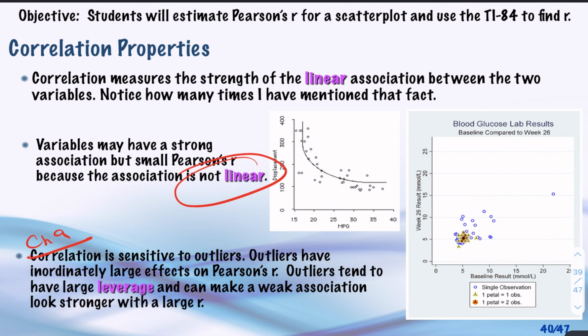What do I mean by leverage? If I have this data point that's far away from my concentration or cluster, my line is going to tend to go towards that, which means that we have leverage. And it can often make a weak association look stronger with a large r.